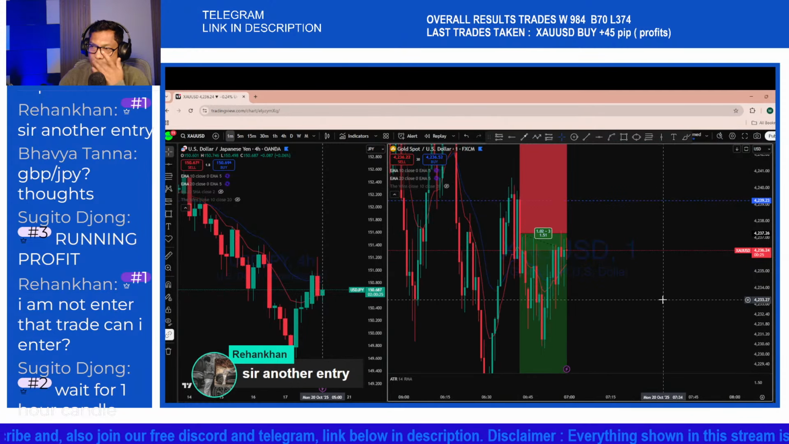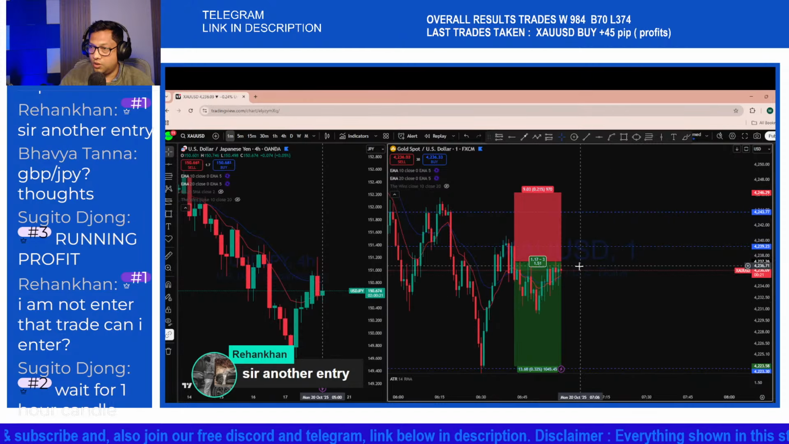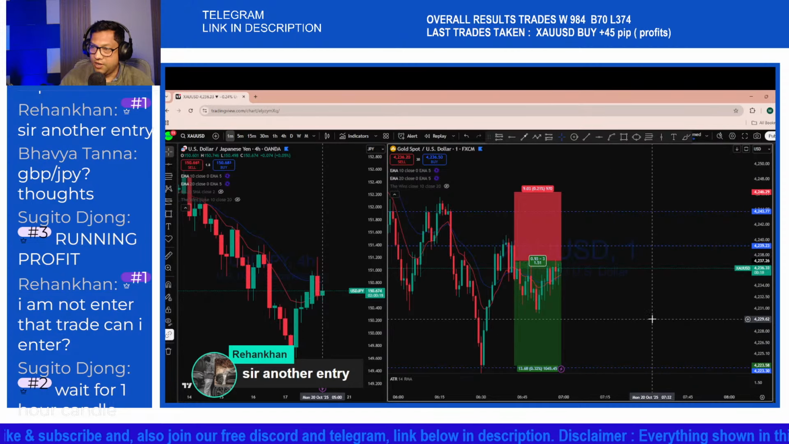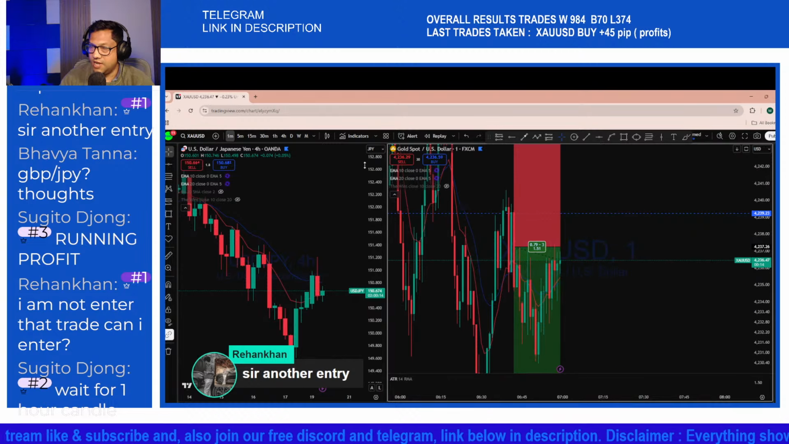A very interesting structure has formed. Now, this structure could break above or could break below, depending on how the price action is forming here in that area.